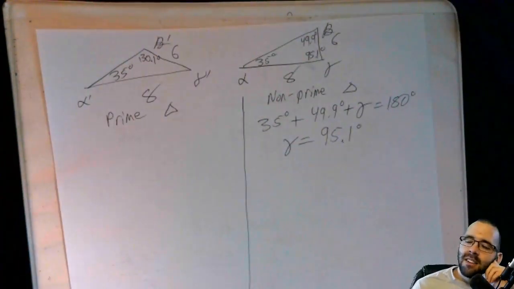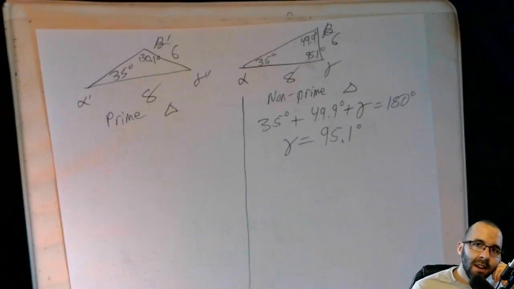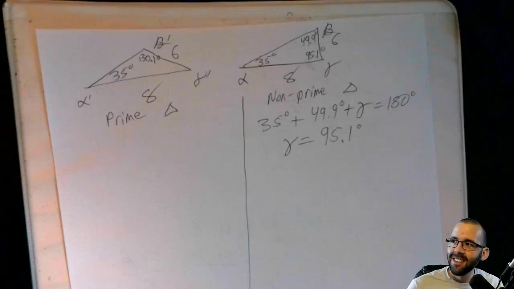Well, let's see, how do we find a side, given that we know information about angles and the other side? Let's use the law of sines.